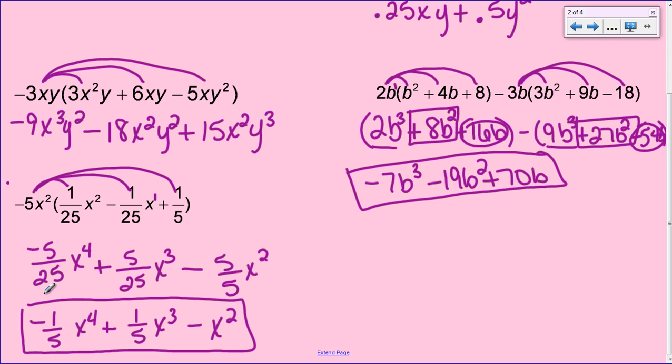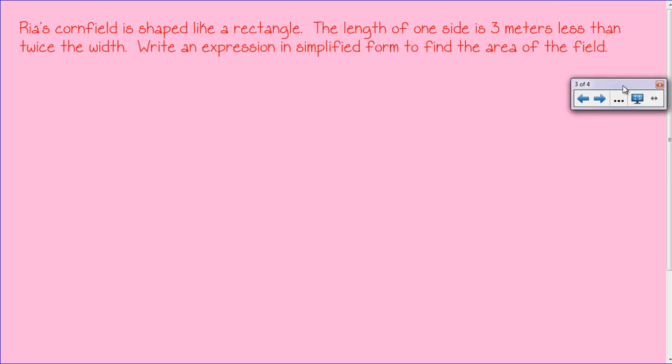And so that's what that looks like. And so yes, it had fractions, but they weren't that difficult of fractions to deal with. Just keep up with them. It's not a big deal. So that's how we do that. So let's look at a couple of word problems just to make sure we can apply it in a situation where it's not just handed to us.